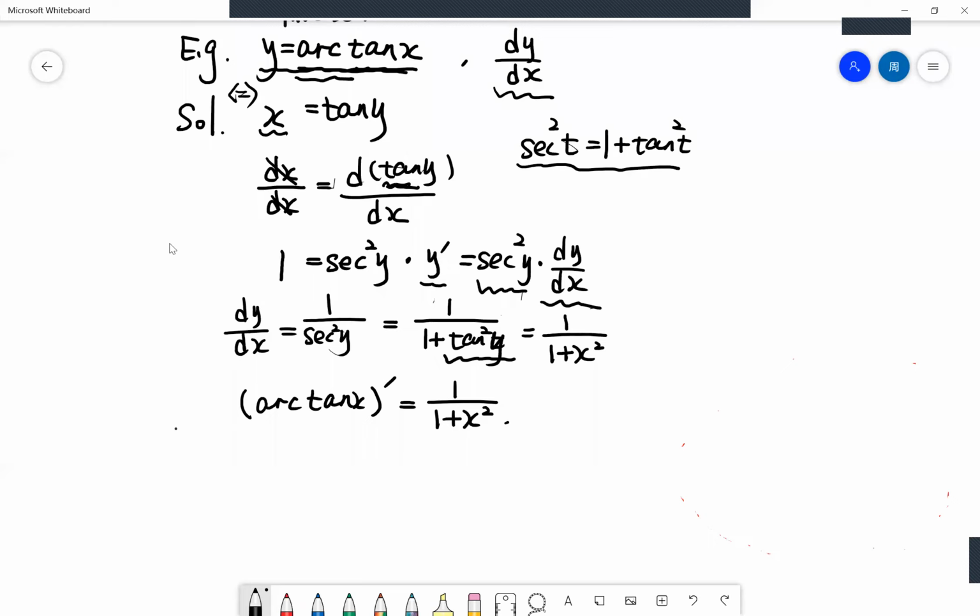If you have any questions about implicit functions or how to calculate the derivative of an implicit function, you can contact me and talk with me privately in WeChat. You can tell me your doubt and I can try to explain it for you. Okay, guys?